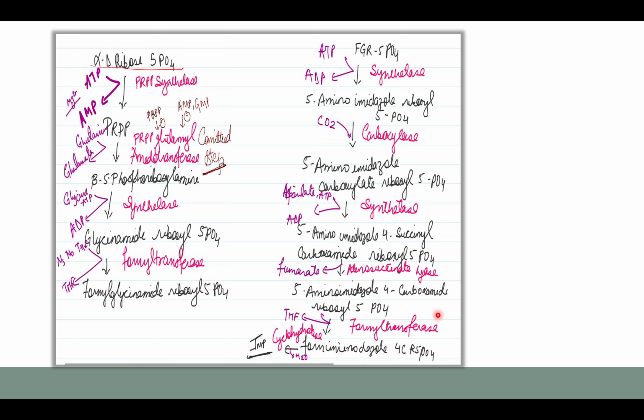formyl transferase, releasing tetrahydrofolate to form imidazole 4-carboxamide ribosyl 5-phosphate, which is further acted upon by the enzyme cyclohydrolase, releasing one molecule of water to form IMP, that is inosine monophosphate. So this is about the purine synthetic pathway. Now we'll discuss every step in detail.